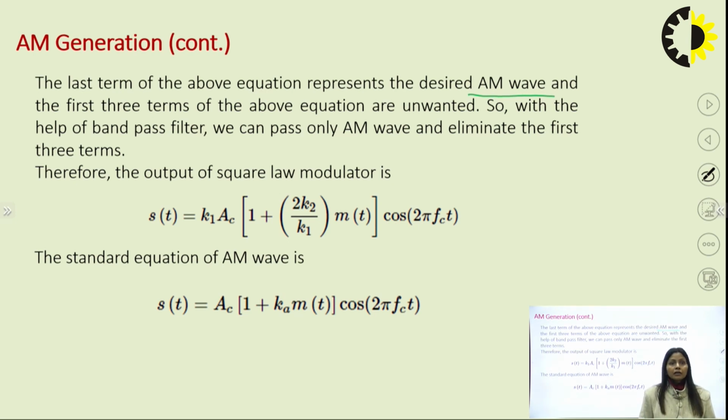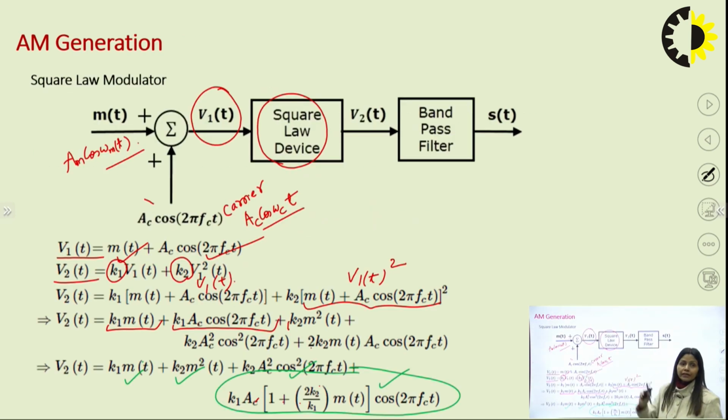band pass filter and s(t) is obtained. The final term, that means I have got 4 terms after passing my V1(t) through the square law device, and from V2(t) 3 terms have been removed, giving the output equal to s(t), and the last term only remains, and that is my amplitude modulated wave.